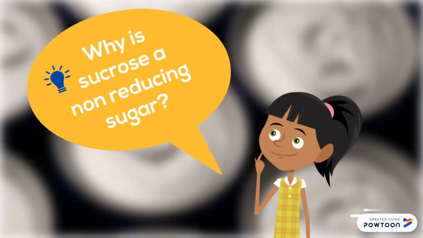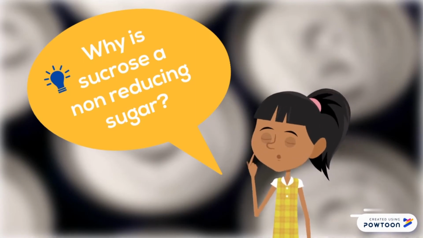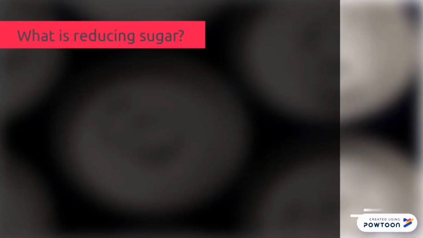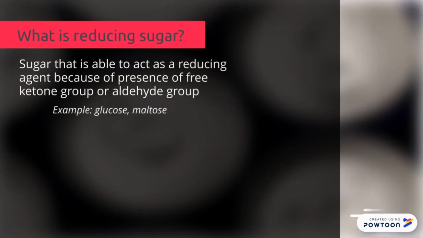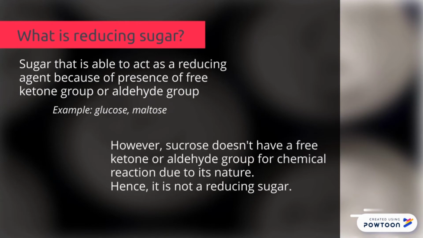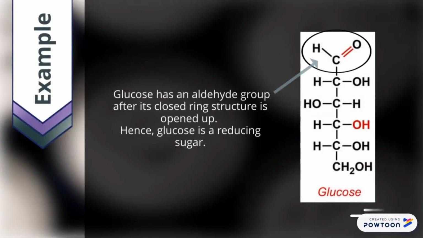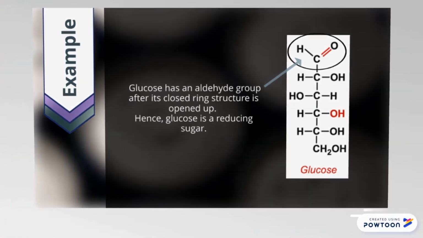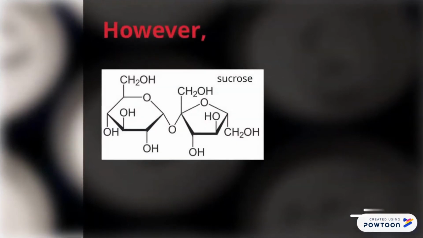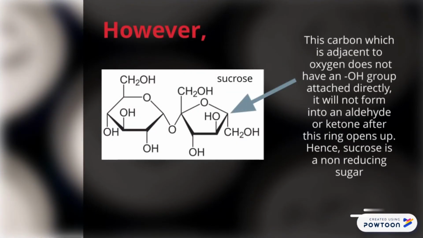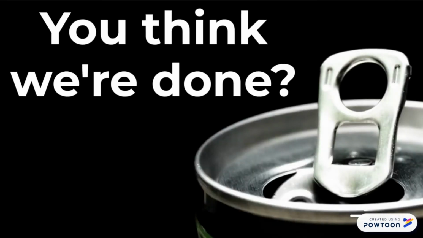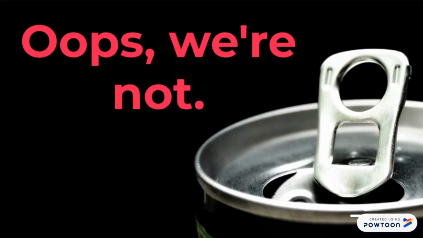But wait, why is sucrose a non-reducing sugar? Sucrose is a non-reducing sugar as it doesn't have a free ketone or aldehyde group which is present in reducing sugar. Now, I'm going to show you some examples. However, sucrose is different from glucose. With that, we're done with chemical compounds in energy drinks.